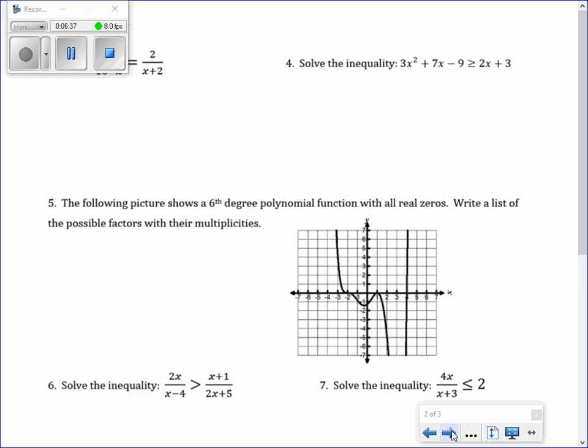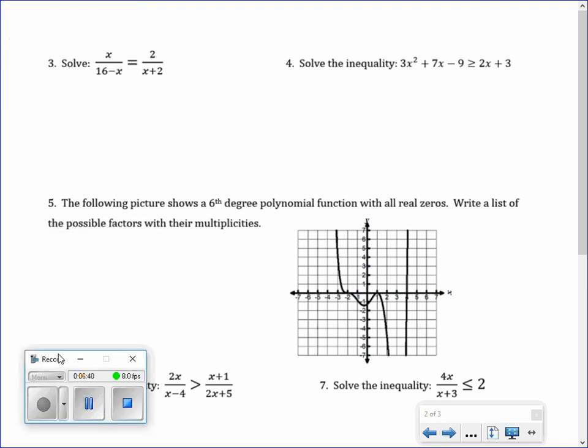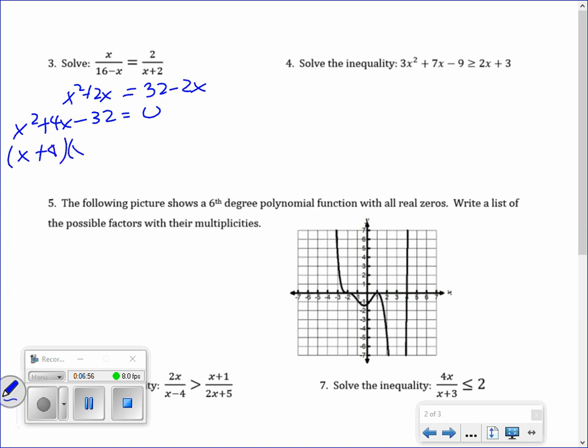All right, up here, I need to solve this. This is just your basic cross multiplying. All right, so I have x times x plus 2, so I get x squared plus 2x, and then 32 minus 2x. So I have x squared plus 4x minus 32 equals 0. So this does factor into x plus 8 and x minus 4. So my two answers are -8 and 4, and both of those are fine. They're not domain issues.